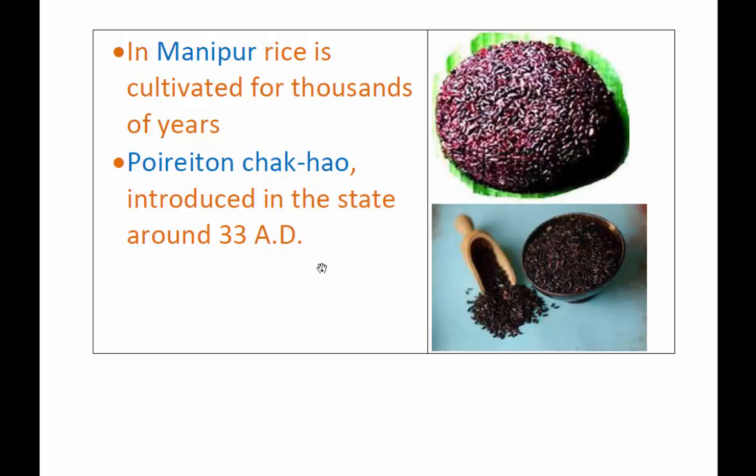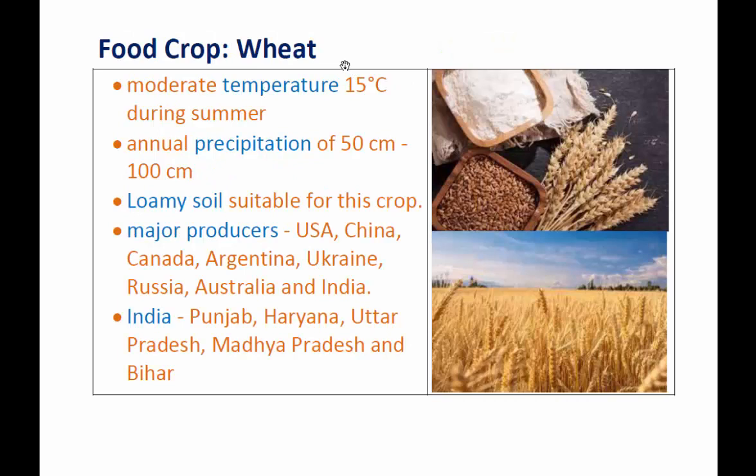All right, so the next food crop is wheat. Wheat is also a very important food crop in the world. For the cultivation of wheat, they need a moderate temperature of 15 degrees Celsius during summer, and they should have an annual rainfall of at least 50 centimeters to 100 centimeters. They are very much suitable in the places which have loamy soils. Major producers of wheat include USA, China, Canada, Argentina, Ukraine, Russia, Australia and India. In India, Punjab, Haryana, Uttar Pradesh, Madhya Pradesh and Bihar produce a lot of wheat, and they also export to many other countries.